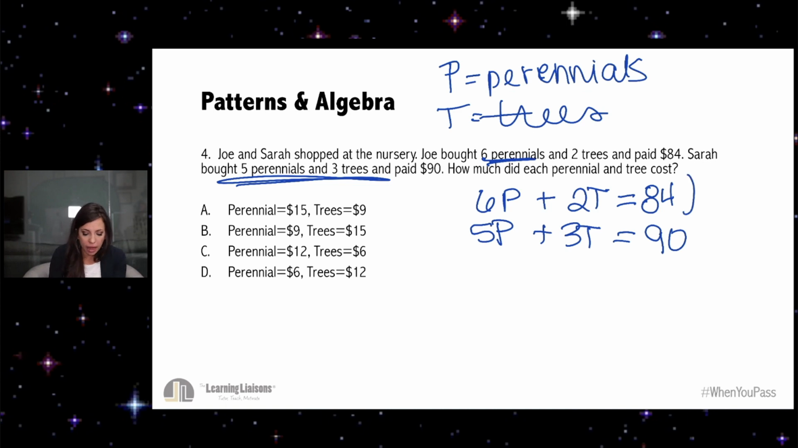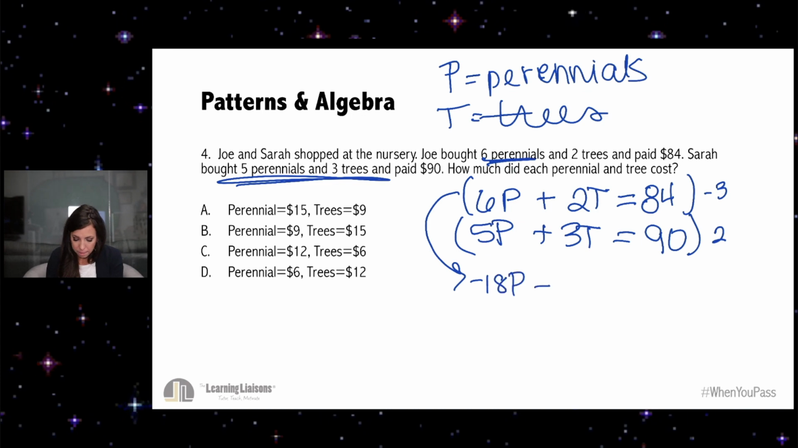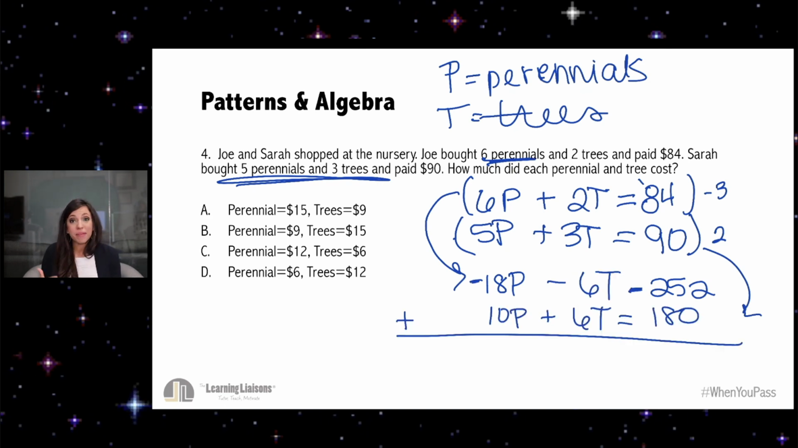So I'm going to multiply this equation by -3, and I'm going to multiply this equation by 2, the entire thing. This equation becomes -18p minus 6t equals -252. This equation becomes 10p plus 6t equals 180. All right, now I can add my 2 equations together to see what I get. So -18 plus 10 is going to give me 8p. Now you see why I did this, because -6 plus 6 is 0. That variable crosses out or eliminates.